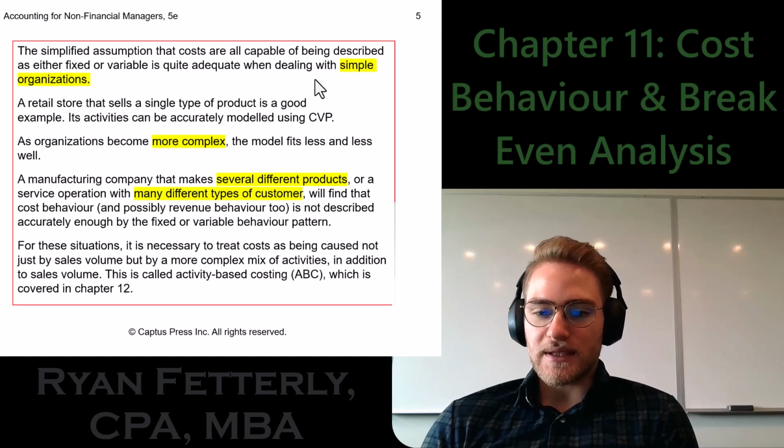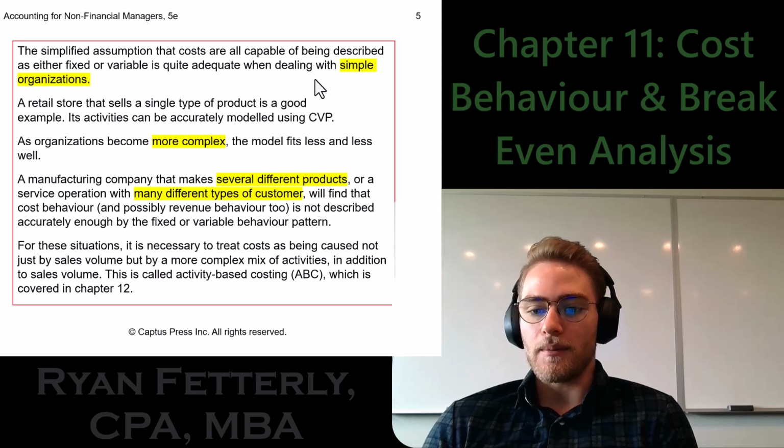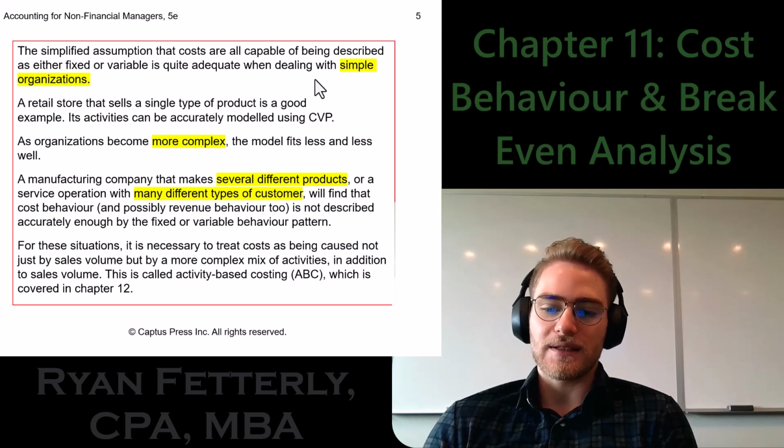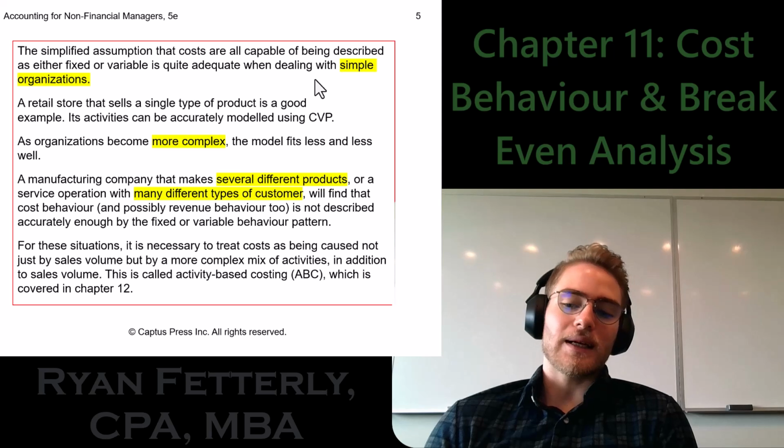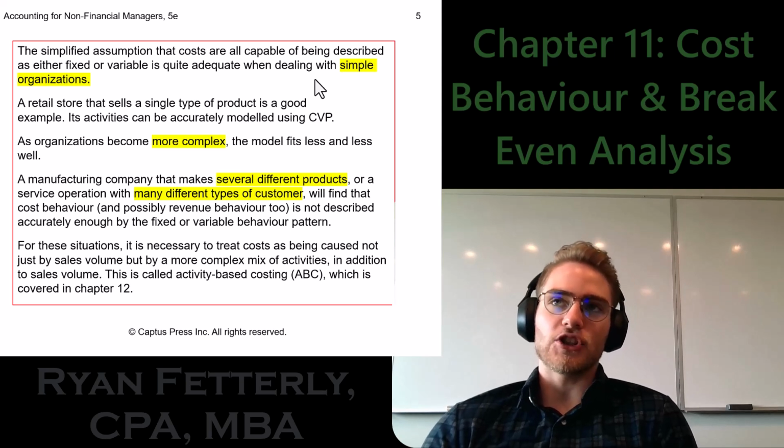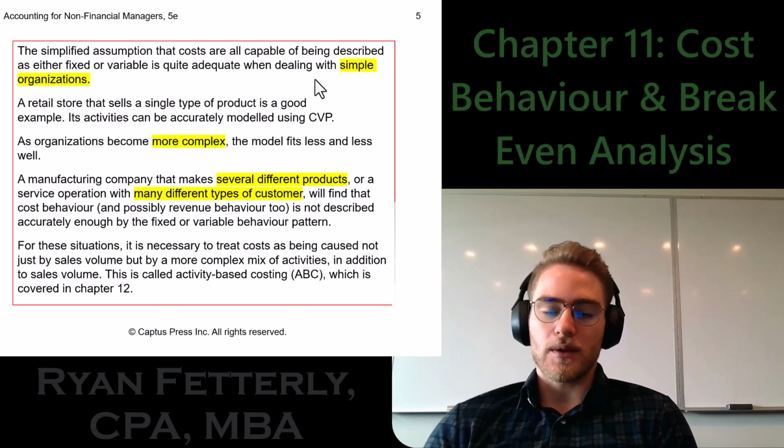So for these situations, it's necessary to treat costs as being caused not by just sales volume, but by a more complex mix of activities. And this is kind of what activity-based costing is in Chapter 12, a far more complex version of cost volume profit analysis.